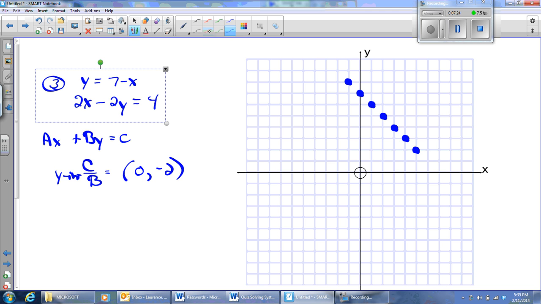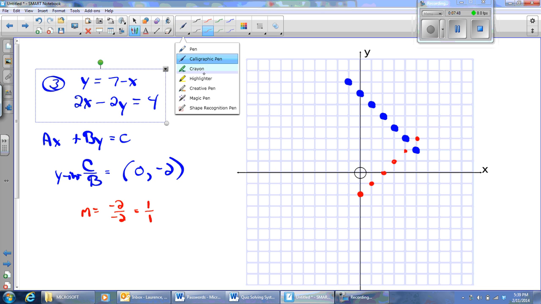So let me graph that in a different color. 0, -2 would be right there. Now my slope is going to be -2 over -2, which is 1/1. So my slope is going to go like this. My line is going to go like, oh, and look at that. Ooh, they're not going to cross exactly at a point, are they? All right, so that makes this one a little bit ugly of a solution, but not difficult to do.